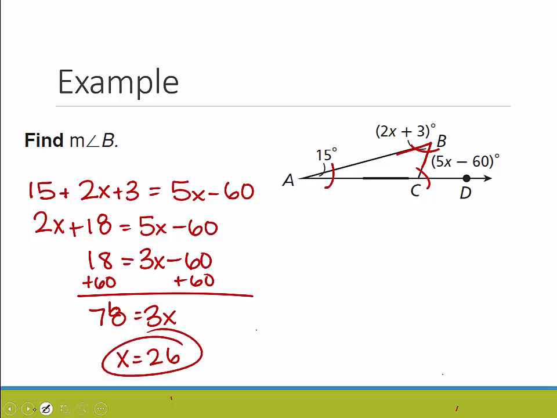Now that's not our answer, because remember they asked us to find the measure of angle B. So I'm going to come back up here and plug 26 in. So 2 times 26 plus 3. 2 times 26 gives me 52. If I add 3 more, I get 55 degrees.